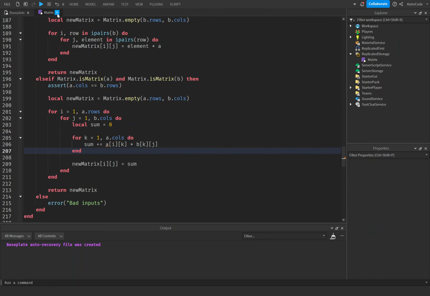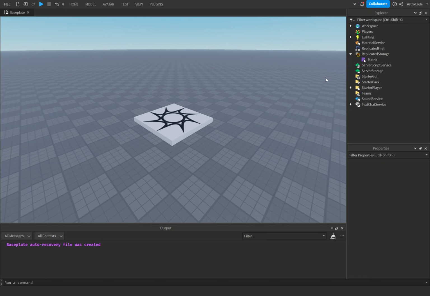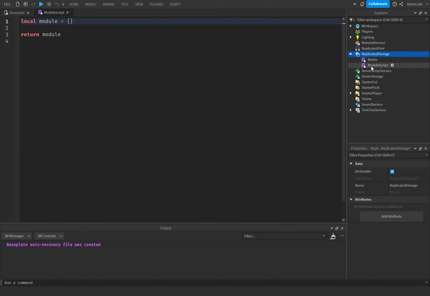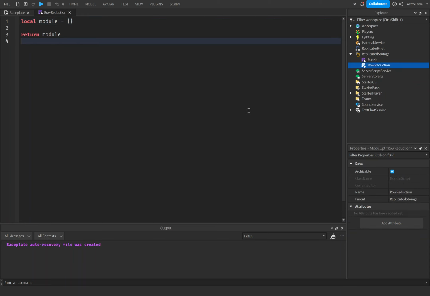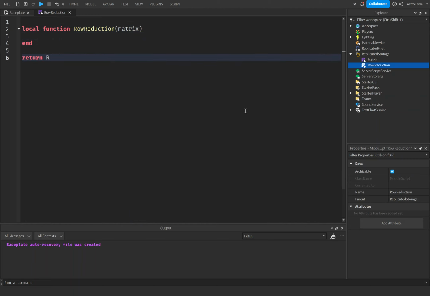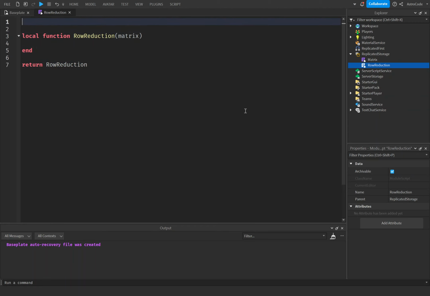All right. So now maybe we'll just at least begin to lay the framework for row reduction. And with row reduction, we'll take in a matrix. And then let's return our function. And we're also going to need the matrix class.